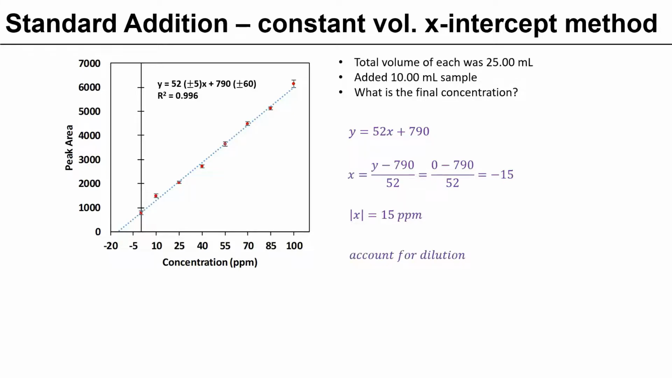All right, so now we need to account for the dilution factor there. So our 15 parts per million is going to have to scale back up by multiplying by the total volume divided by the sample volume that was added to those standard addition samples. So when we do this, we go from 15 ppm up to 38 ppm for our final concentration in the unknown. All right, so you're going to do similar calculations for your 4 analytes in your standard addition samples.